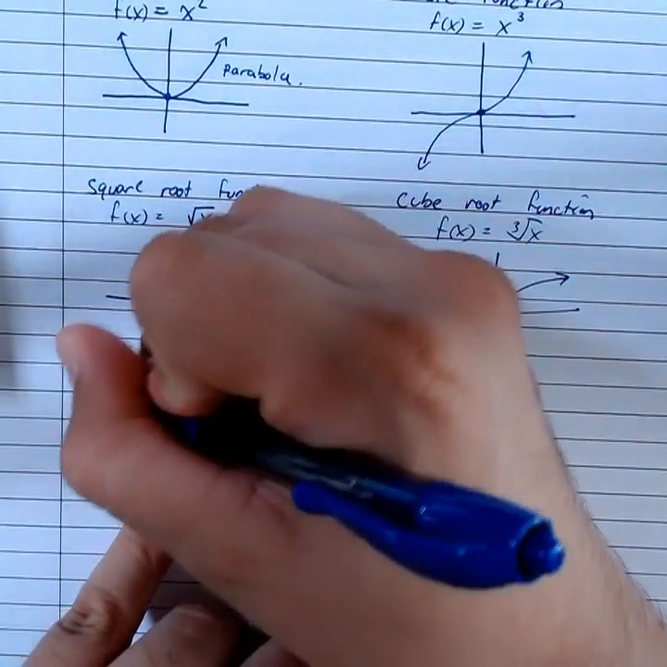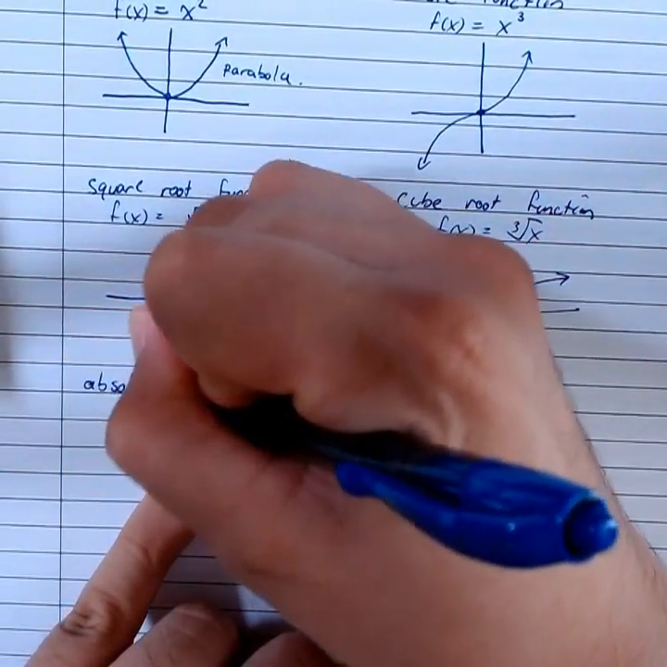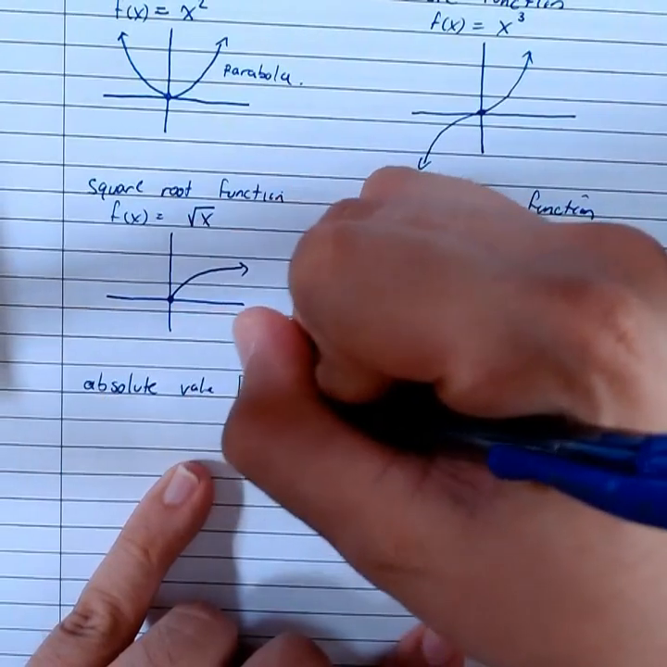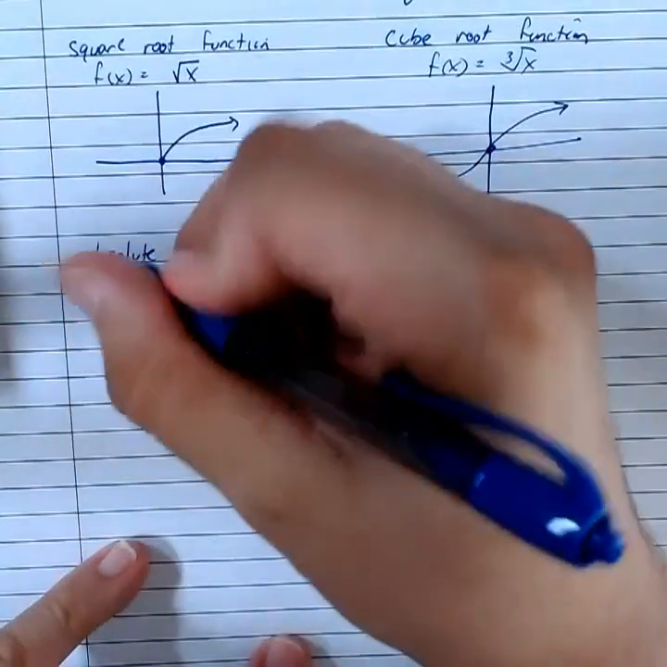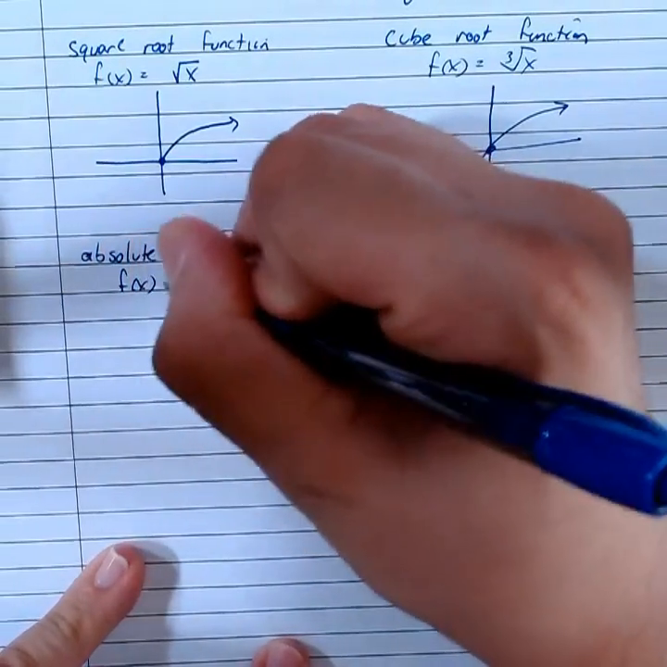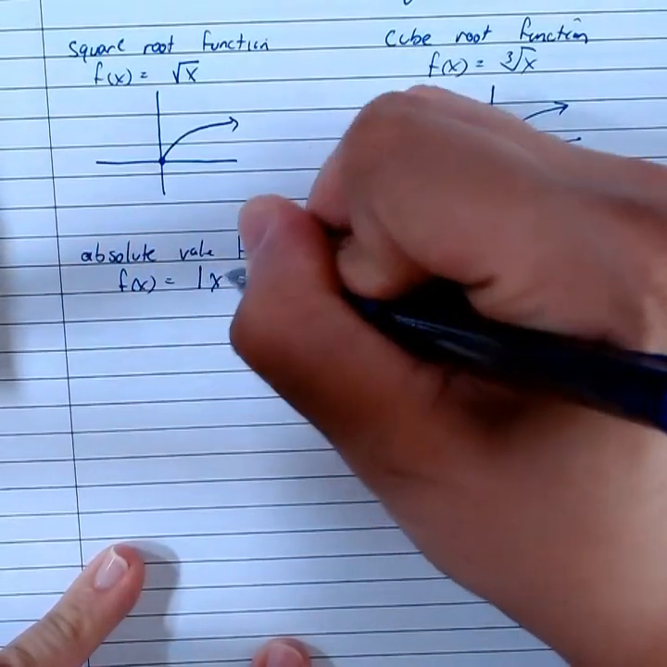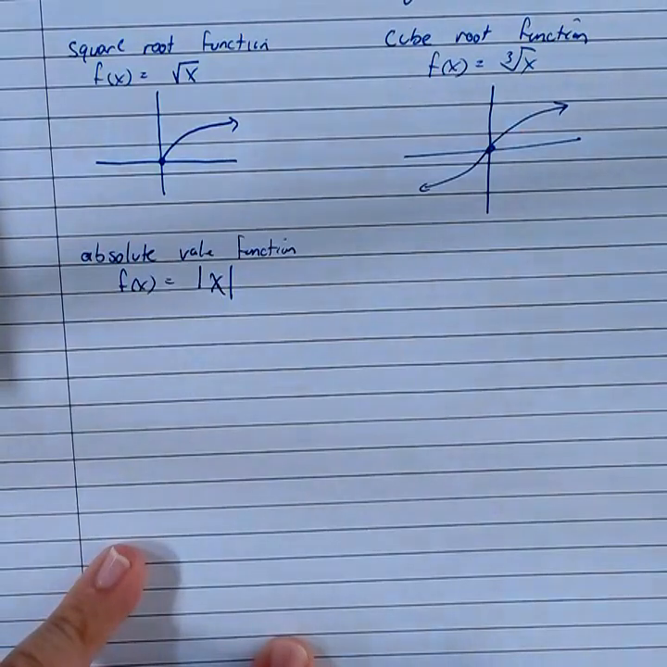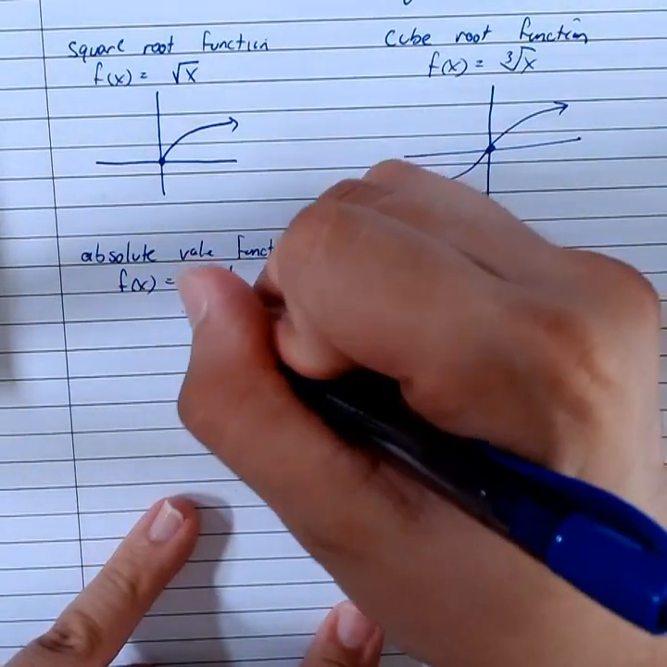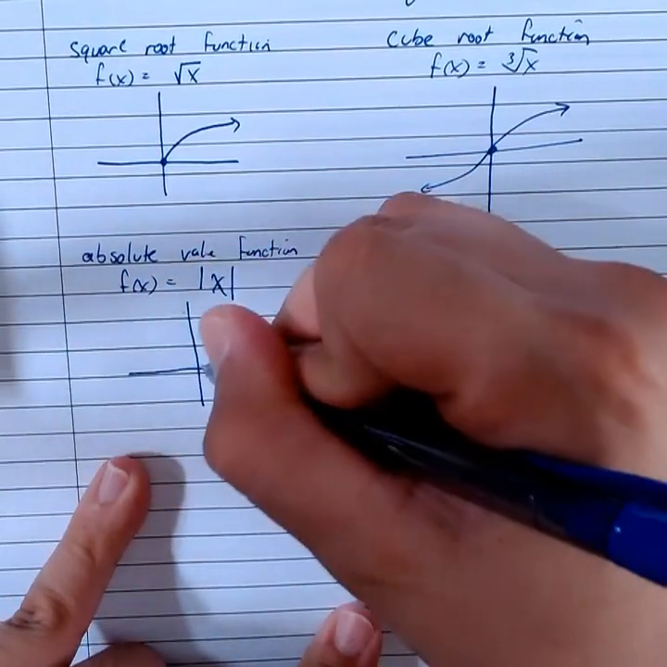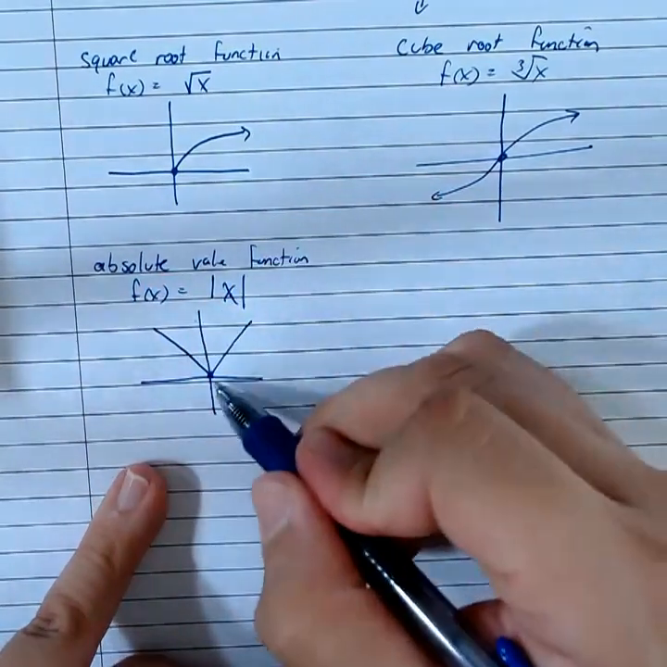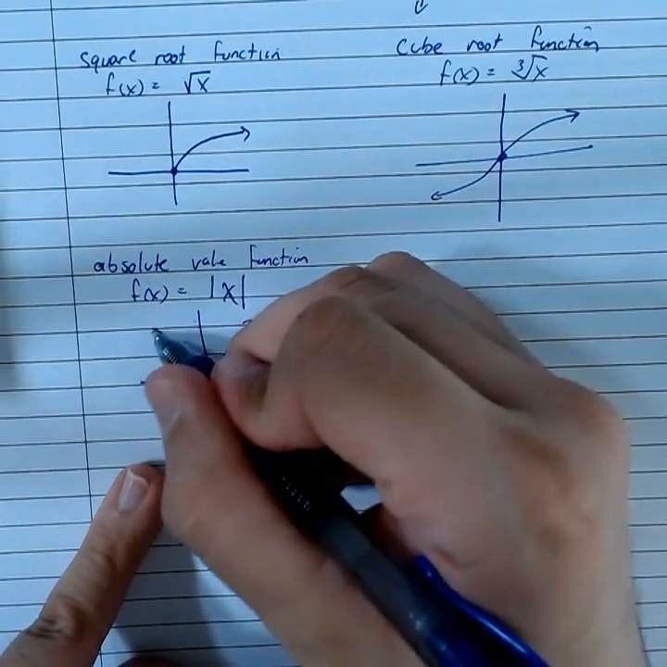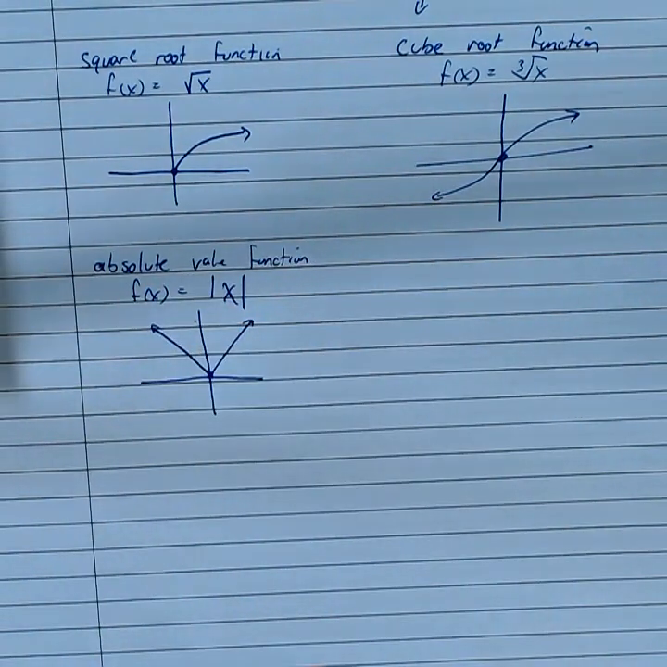We're going to take the absolute value function. And again, it's named for the operation. It's f of x equals the absolute value of x. And if we take a look at a graph of that, that's this V shape. These are both straight lines, and they continue on in both directions going up.